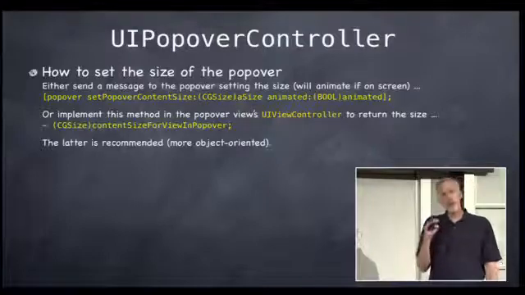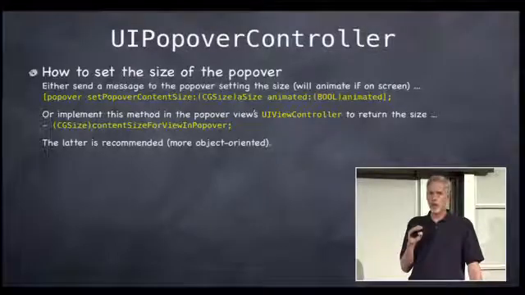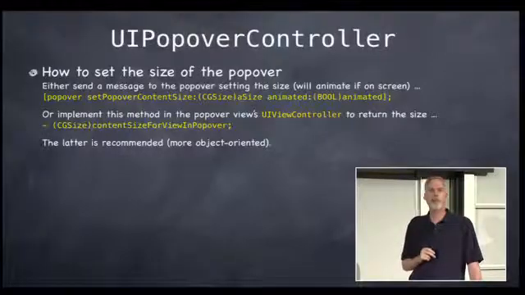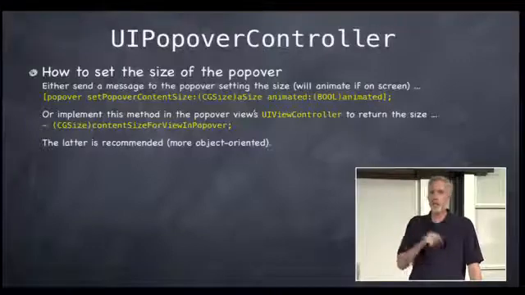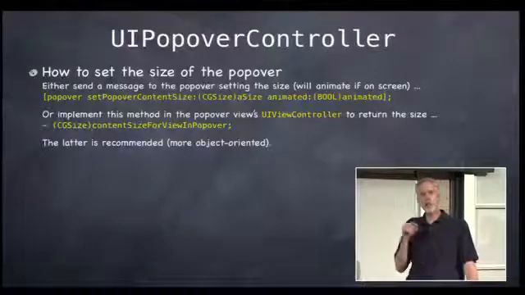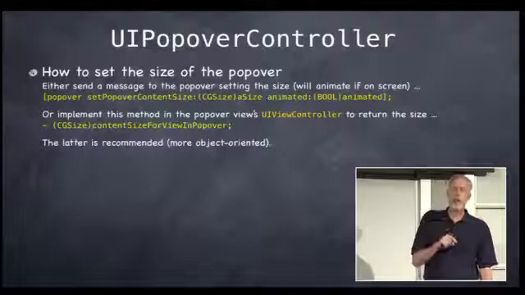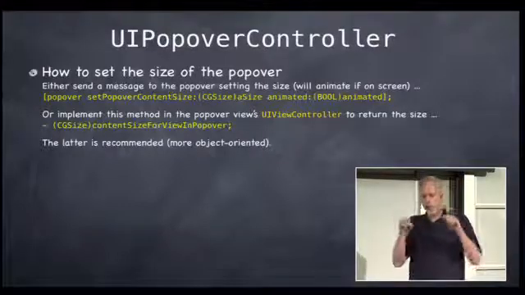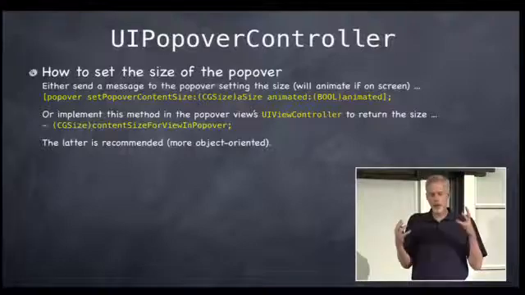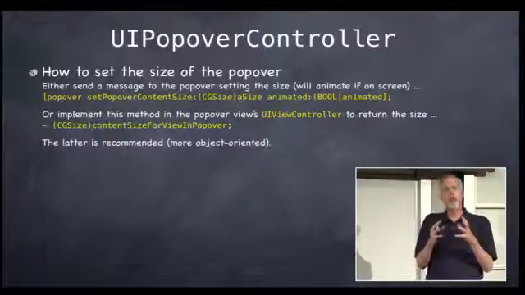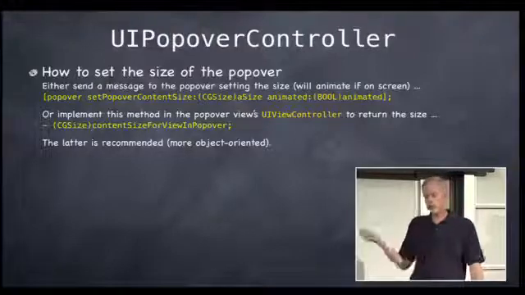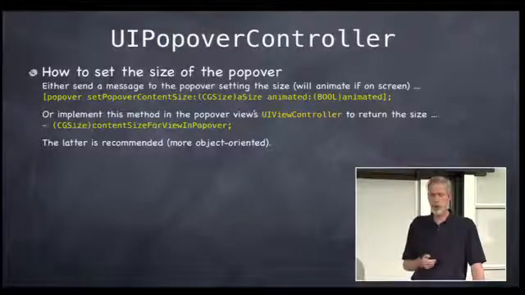Or you can implement a method in your view controller that says, if I'm in a popover, this is what size I should be. That's the way to do it, because that's object-oriented. That view controller has the best idea on the planet how big a rectangular space is necessary to contain its views. So that's what I recommend: in your view controller, implement content size for view in popover.